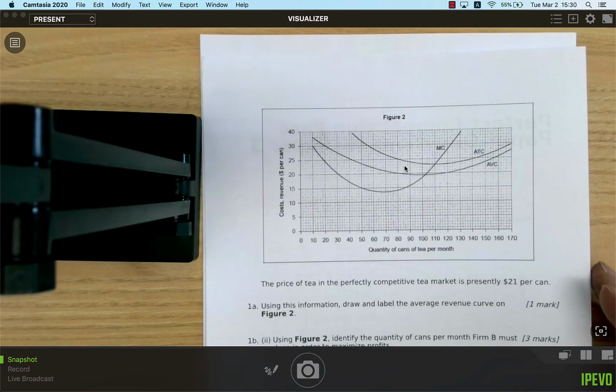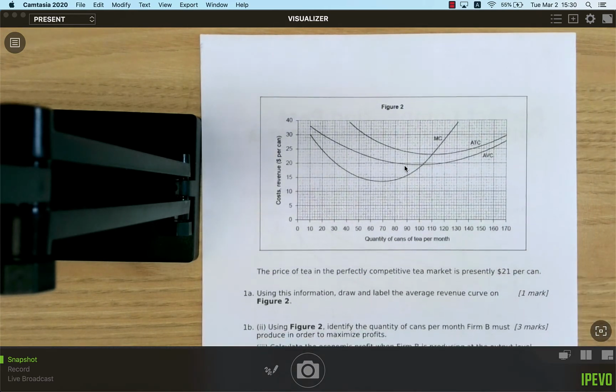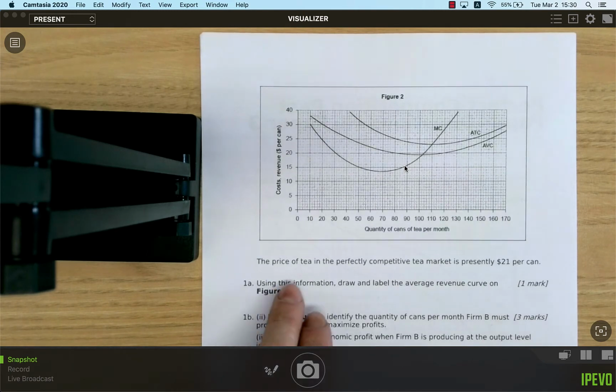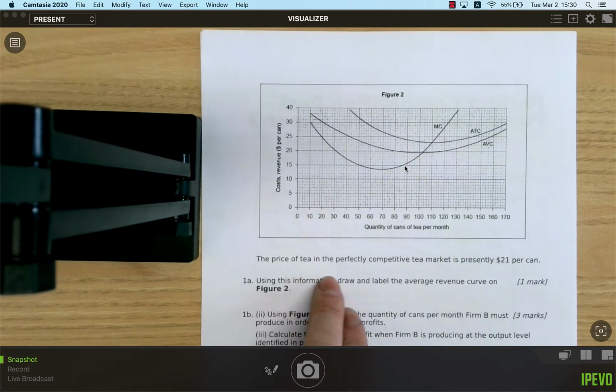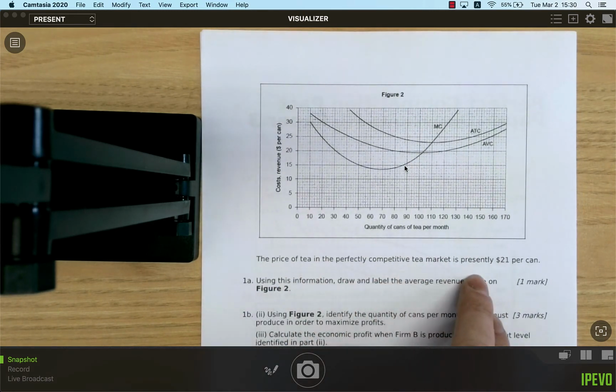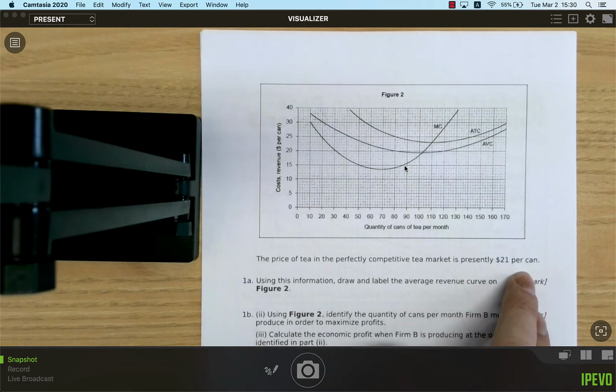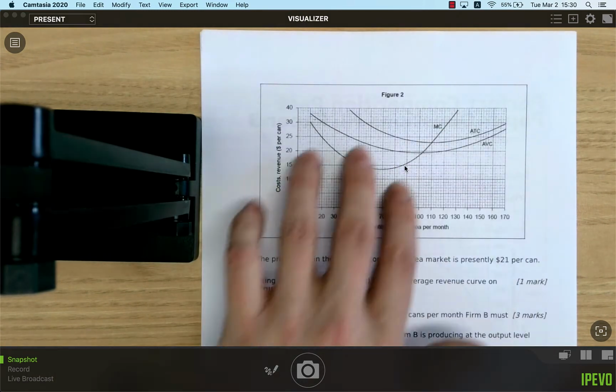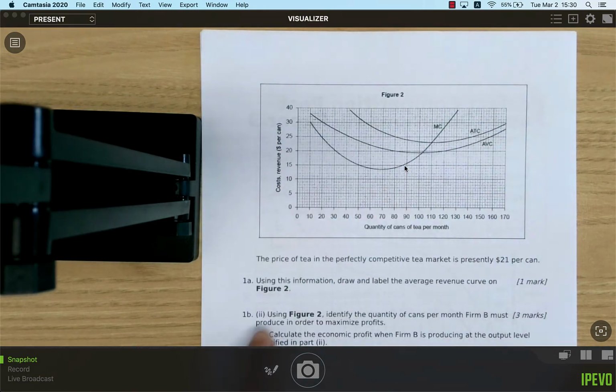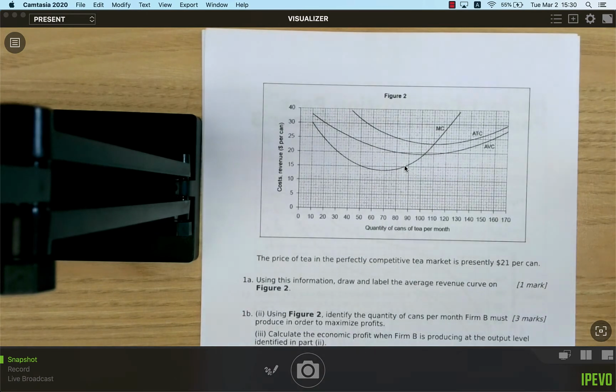Okay, so what we actually have here is a scenario with a graph, and it says the price of tea in a perfectly competitive tea market is presently $21 per can. We're given this information here about the firm, and using this information and figure 2, draw and label the average revenue curve. Like I always say, you've got to draw this stuff with pencil in the exam, but I'm using pen just so it'll come up easy in the camera.